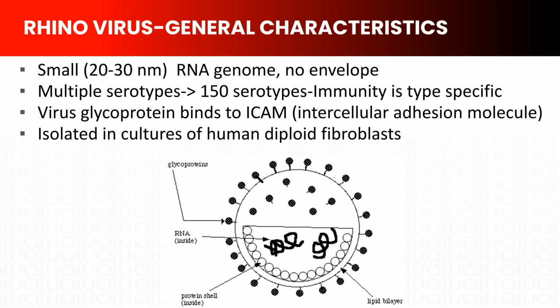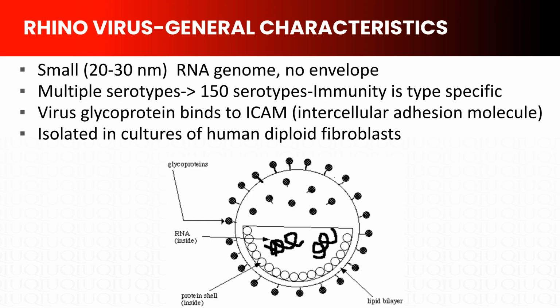Rhinovirus is a small virus. Its genome consists of single-stranded RNA with positive polarity. Importantly, it has no envelope, meaning it lacks the lipid membrane that surrounds some other viruses. This makes it more stable in the environment and resistant to drying, which facilitates transmission through contaminated surfaces.